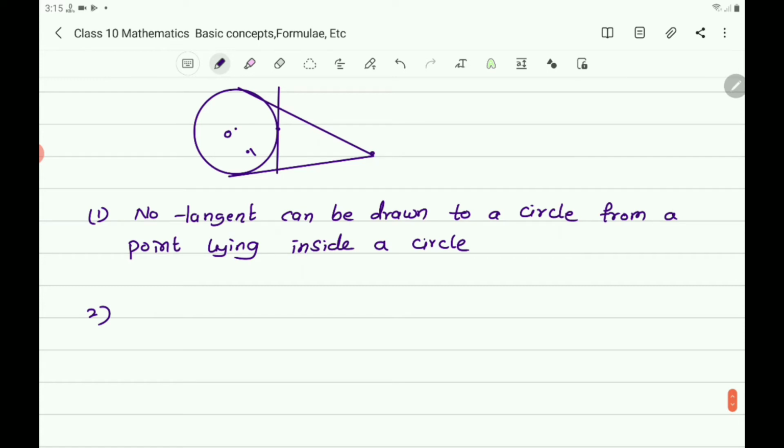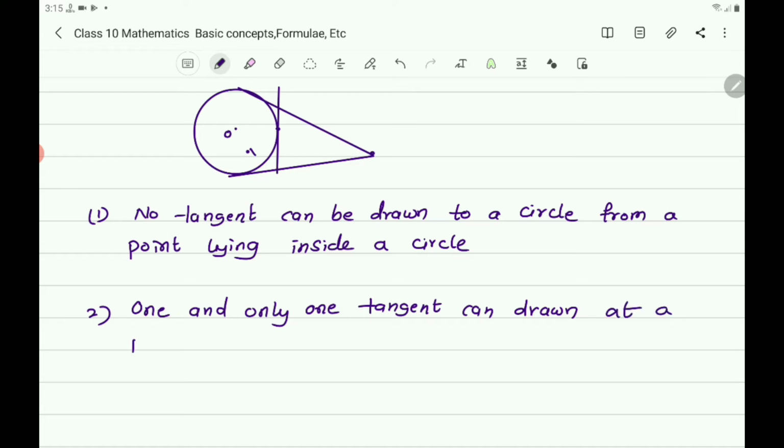Second, you note down, there is one and only one tangent that can be drawn at a point on the circle.